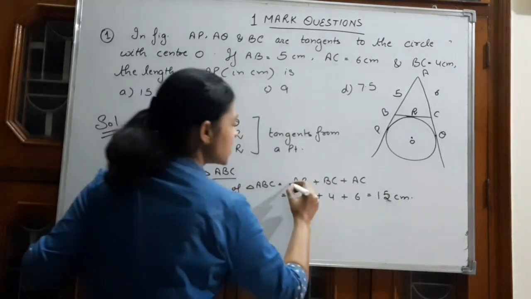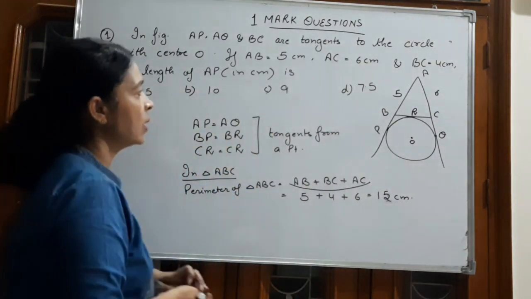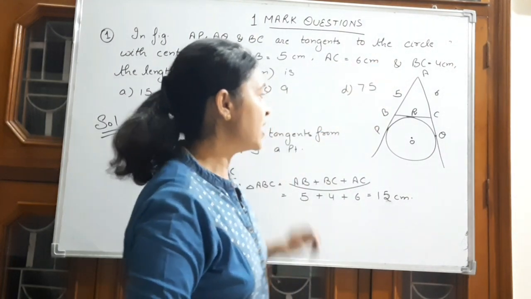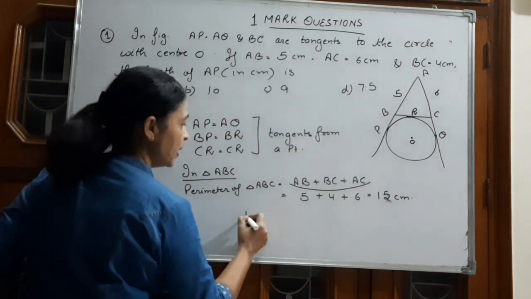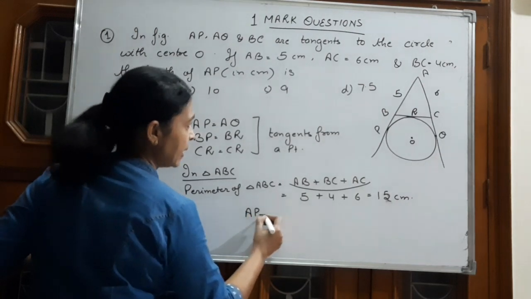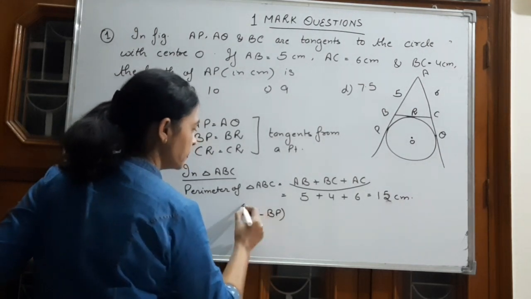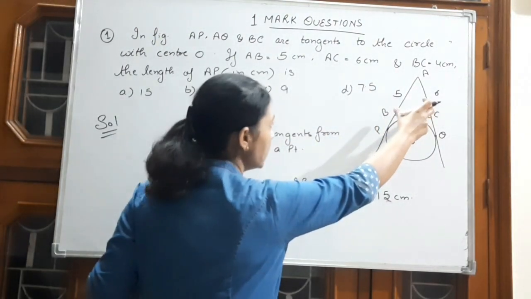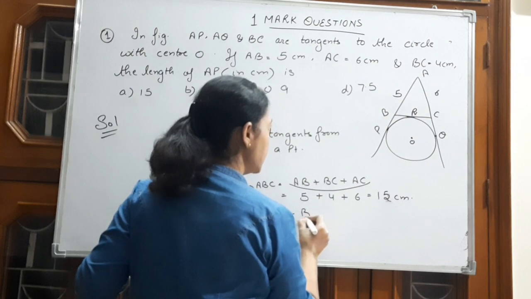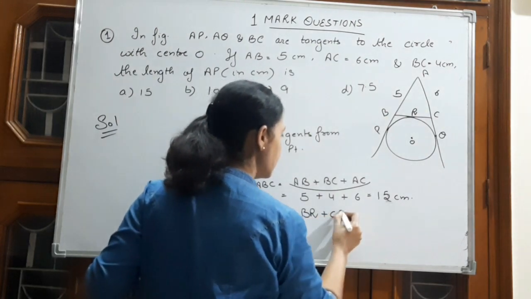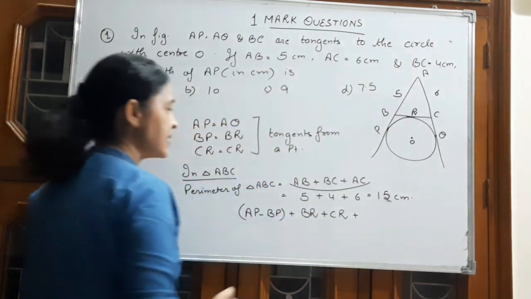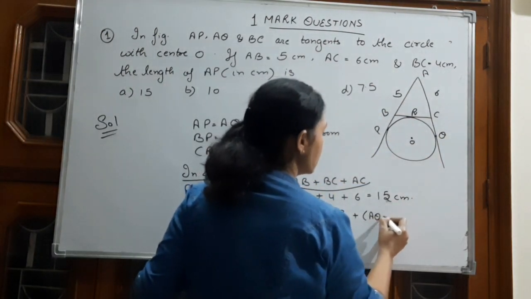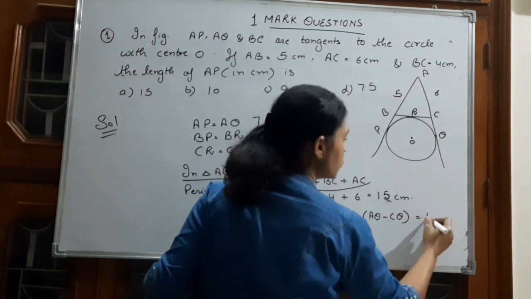Now, AB plus BC plus AC. AB can be written as AP minus BP. Instead of AB, we can write AP minus BP, plus BC. For BC, we are writing BR plus CR, plus AC. For AC, we can write AQ minus CQ, equals 15.